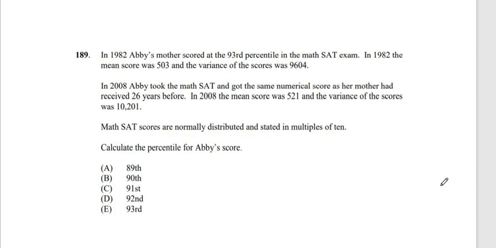Okay, so for this one we have 2 normal distributions. In 1982, her mother's score is at the 93rd percentile. Let's say this score is x. It follows this normal distribution, where the mean is 503 and the standard deviation is this.